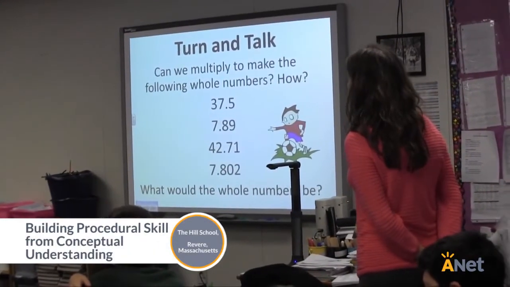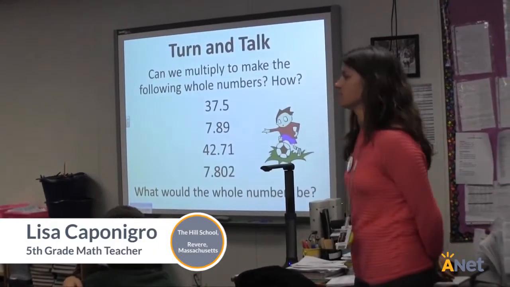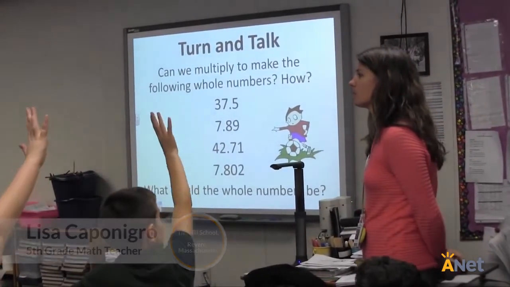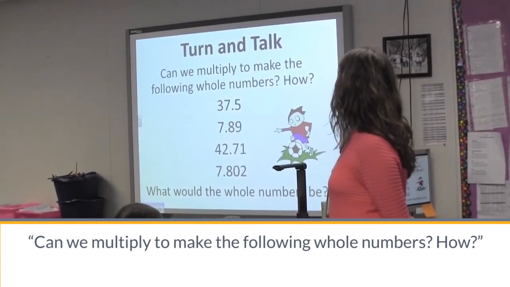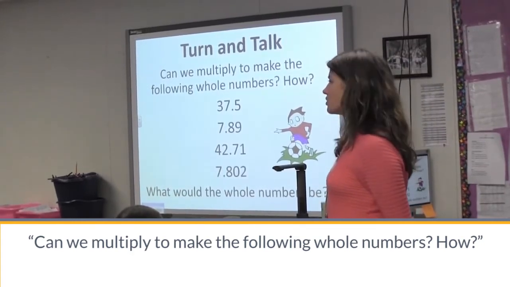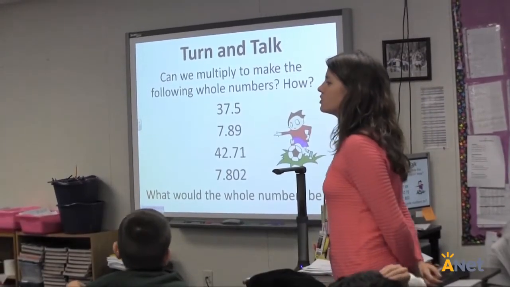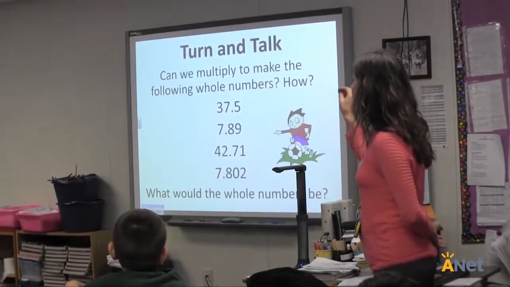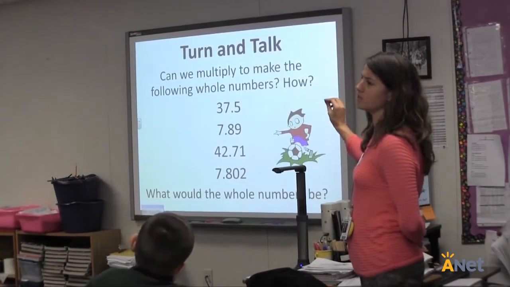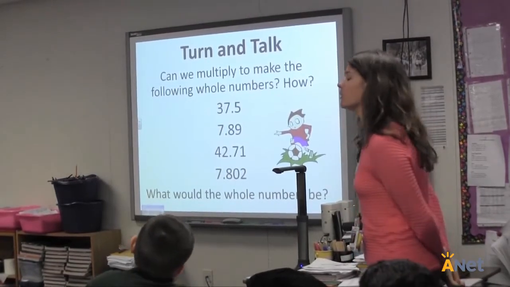First turn and talk is going to be the following question. Can someone read it for me? Michael? Can we multiply to make the following whole numbers? All right, so we have a list of decimals there. I want you to think for a minute and give me a quiet thumbs up when you can tell me how we can multiply to make those decimals whole numbers. When you have an idea.